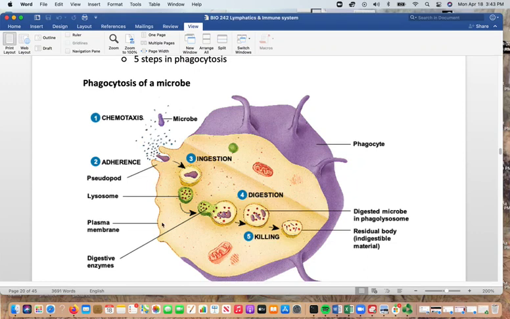You can have your lysosome waiting here. You'll have ingestion where you take it in, and then the lysosome is going to fuse with the vesicle that contains the microbe, and then allow its digestive enzymes to be thrown into that vesicle. So that will lead to step 4 with digestion. And then you eventually have the killing, and then the residual body is left with the indigestible materials.